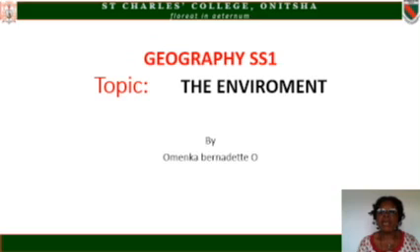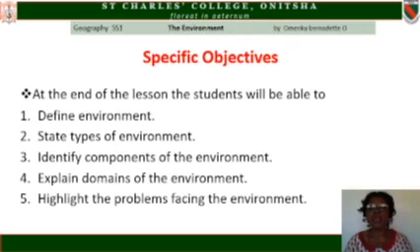The topic for the lesson is the environment. The specific objectives: at the end of the lesson, the students will be able to: 1. Define environment. 2. State types of environment. 3. Identify components of the environment. 4. Explain domains of the environment. 5. Highlight the problems facing the environment.